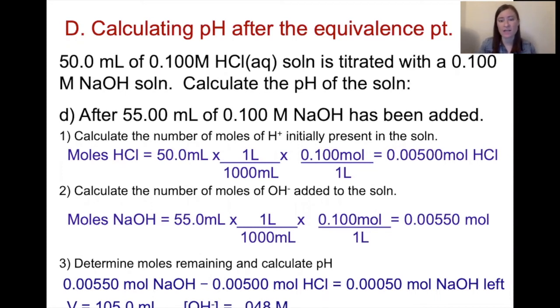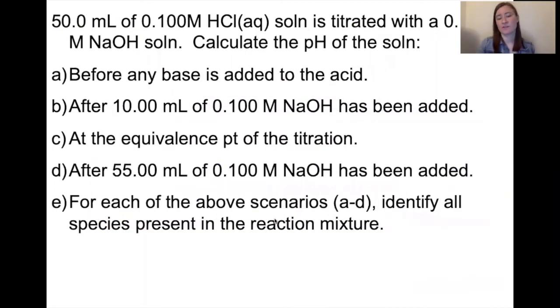We get a concentration of hydroxide of 0.048 molar, with only 2 significant figures, because this number following the subtraction rule has only 2 sig figs. Now we take the negative log of that. That gives us the pOH, which is 1.3, and then subtract that from 14 to get a pH of 12.7. Cool. Let's take a look at the last part of this question.